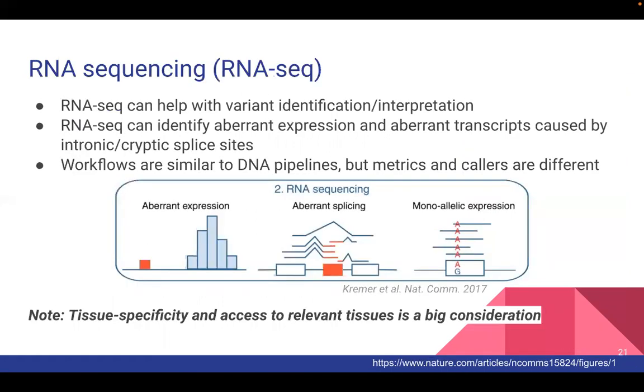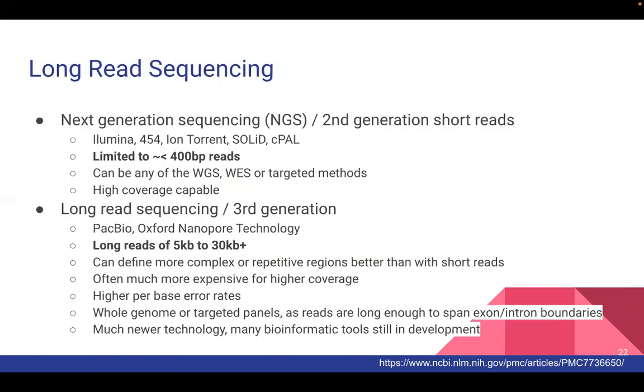NGS sequencing is also really great for working with RNA. RNA-seq allows you to identify expression outliers or aberrant splicing, whether you start with a DNA variant and want to see its specific effects, or you start with RNA and need a place to look for any changes in the genome. The workflows in RNA are similar to DNA, starting with reads and ending with variant calls, but software and metrics for RNA are different. Next slide.